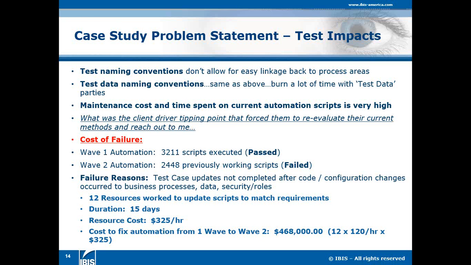For this particular customer, the cost of failure from Wave 1 to Wave 2 was significant. In Wave 1, they had 3,211 automated scripts using QTP. By the time they got to Wave 2, 2,448 of those 3,211 scripts failed. The reason for failure? Test cases not updated or completed after code changes. The number of resources for this customer to update those failed scripts was 12 over a 15-day period, with an estimated resource cost of $325 per hour. The cost to update those 3,211 scripts that worked in Wave 1 for Wave 2 was approximately $468,000. Pretty significant.